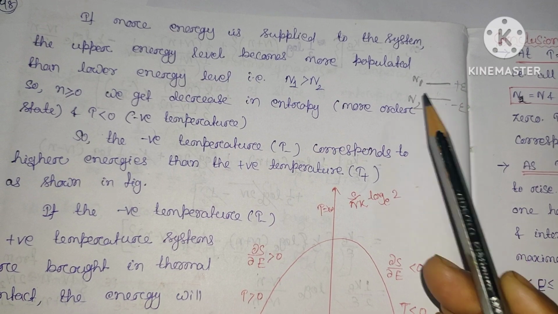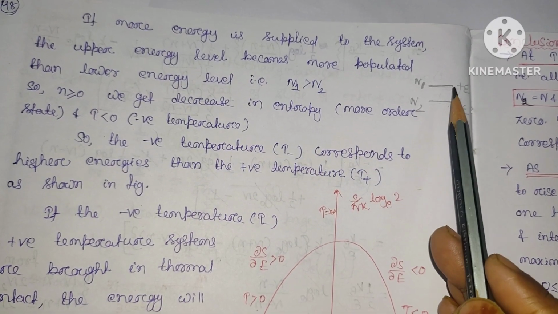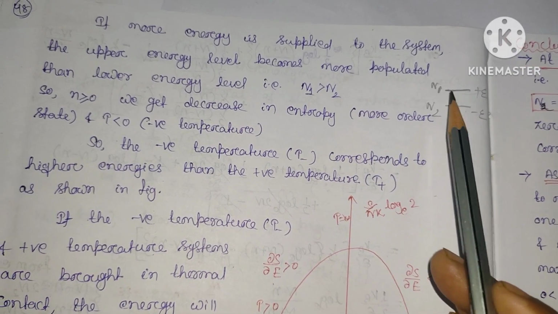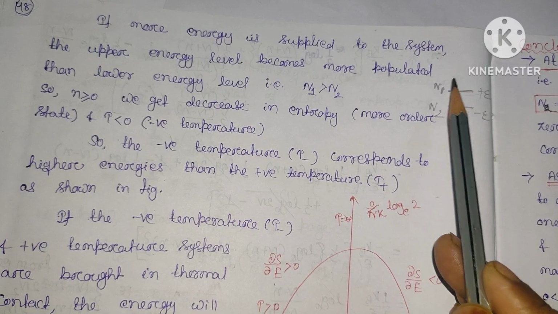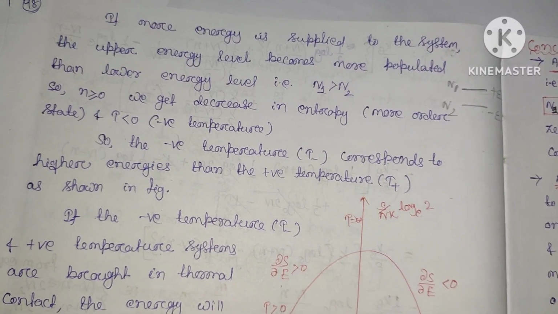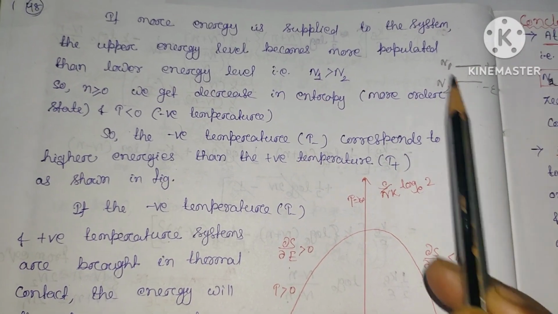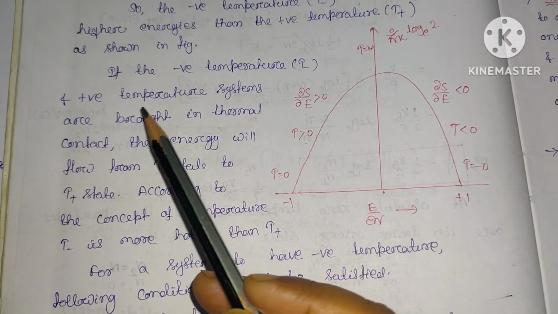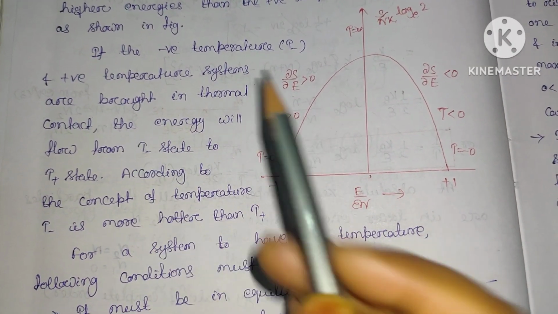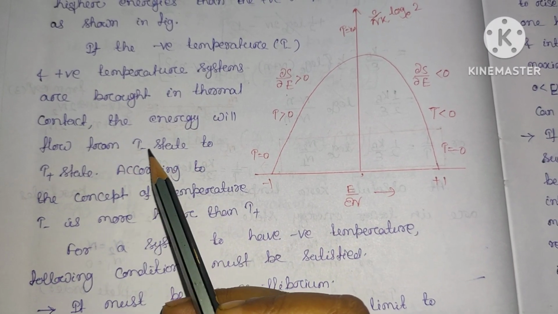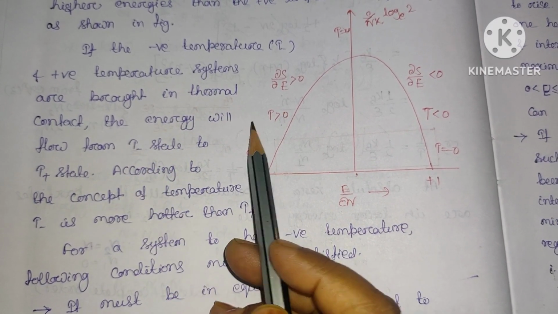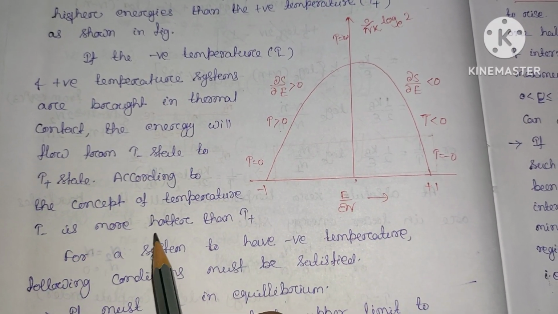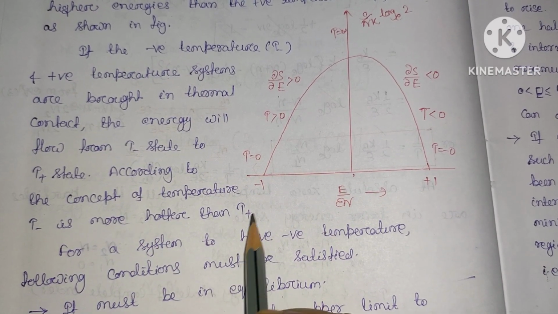In the next case, when we further increase the amount of energy supplied to the system, the number of particles in the higher state becomes greater than in the lower state. So in that case we can say that the negative temperature is achieved. If the negative temperature and the positive temperature systems are brought in thermal contact, then the energy will always flow from the negative temperature state to the positive temperature state. So this negative temperature state is actually hotter than the positive temperature state.